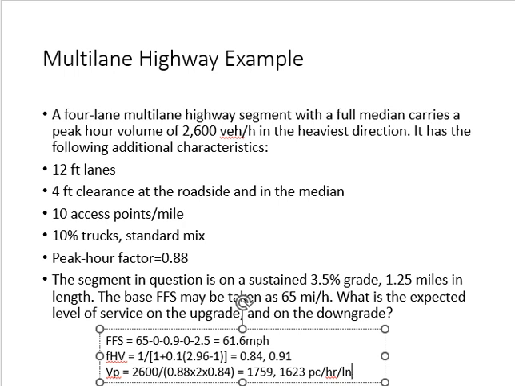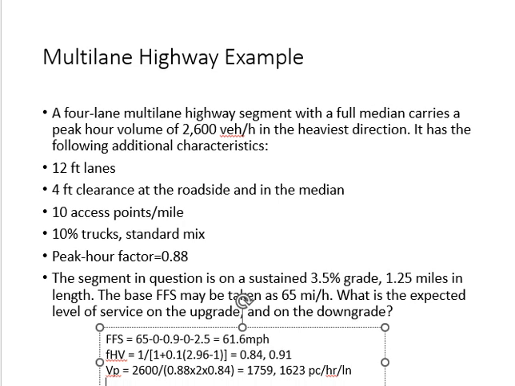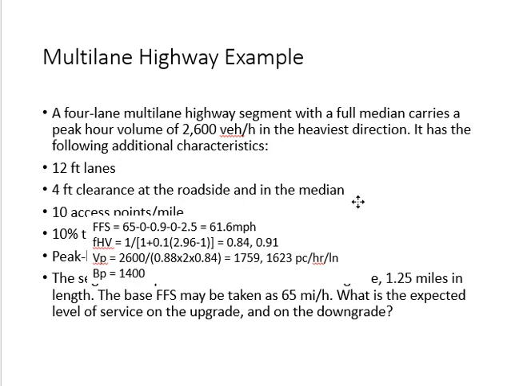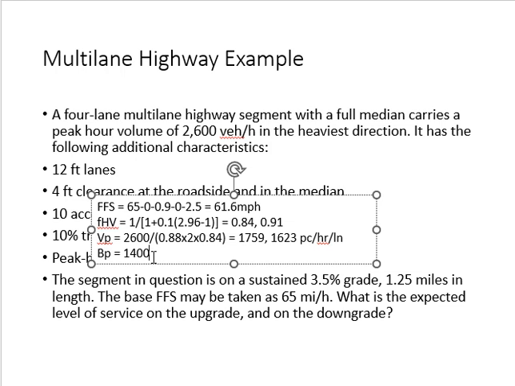Now we are required to calculate level of service. Level of service comes from density. Density is flow rate over speed. I have flow rate, I have speed. Should I calculate density? We need to check the breakpoint. It's a multilane highway, and for a multilane highway the breakpoint is fixed, no equation. The breakpoint is 1,400. In both cases, upward and downward, my flow rate is more than the breakpoint.